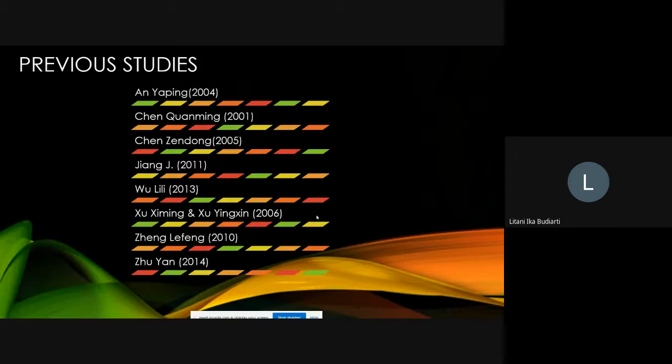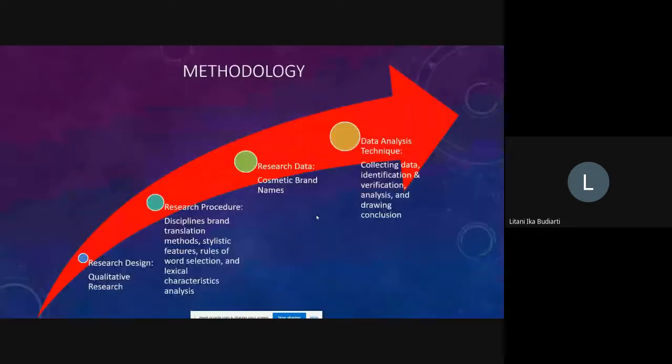We have Anya Ping in 2004, Chen Kuoming, Chen Zedong, Jiang Ji, Wu Lili, Xu Xingming, Xu Yingxin, Zelefeng Suyan. And they are all talking about translation in cosmetic brands or in advertisement. It's actually almost the same for each of them. And this is the methodology. We have the research design, qualitative research.